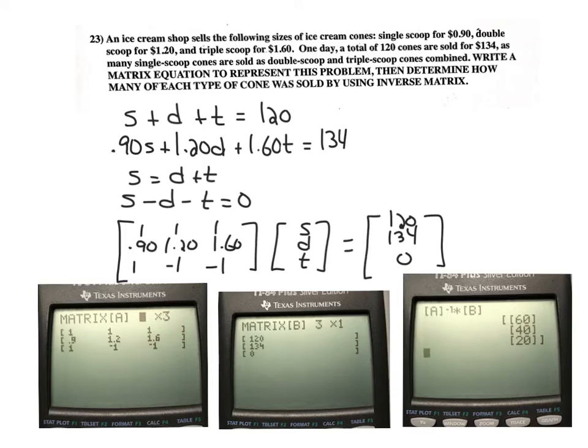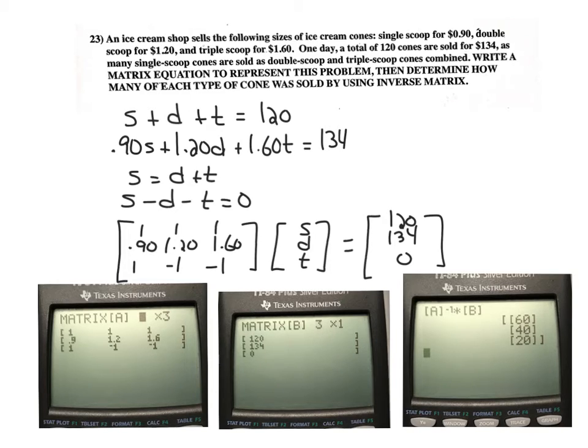All right, last one here. Ice cream shop sells the following sizes of ice cream cones: single for $0.90, double for $1.20, triple scoop for $1.60. One day, a total of 120 cones are sold for $134. As many single scoop cones are sold as double and triple scoops combined. Write a matrix equation to represent the problem, then determine how many of each type of cone using an inverse matrix and your calculator.